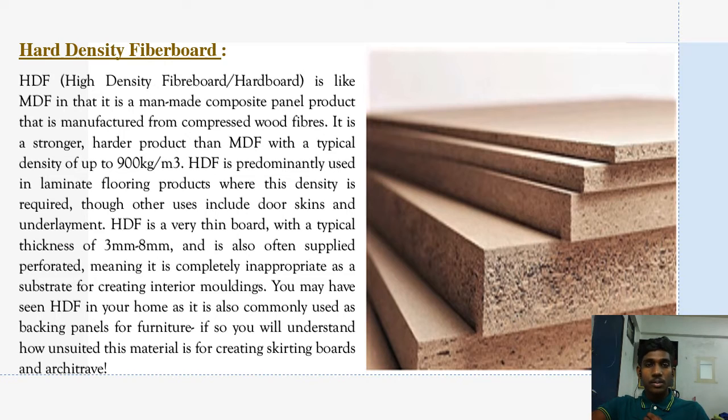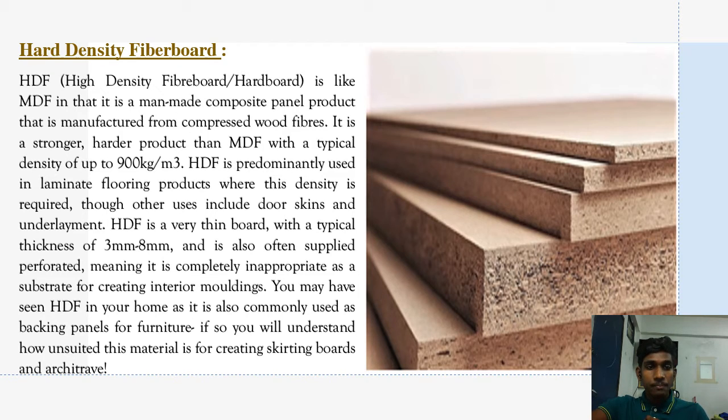High density fiberboard is like MDF in that it is a man-made composite panel product manufactured from compressed wood fibers. It is a stronger, harder product than MDF with a typical density up to 900 kg per cubic meter. HDF is predominantly used in laminate flooring products where its density is required, though other uses include door skins and underlayment.